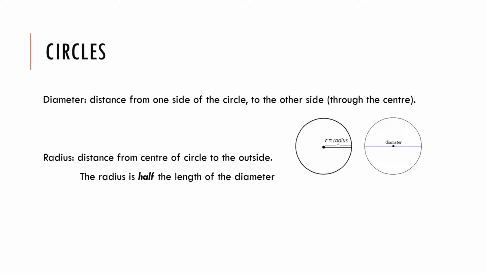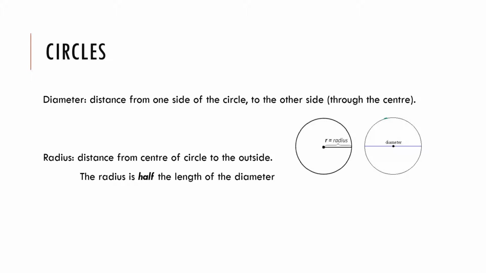The shape I'm going to give you a formula for is a circle. But before we do that, there's just a few things I should mention first, and they are talking about what a diameter or a radius is. So a diameter is the distance from one side of the circle to the other side through the center.